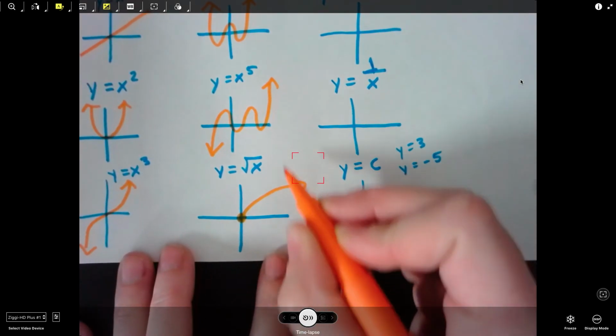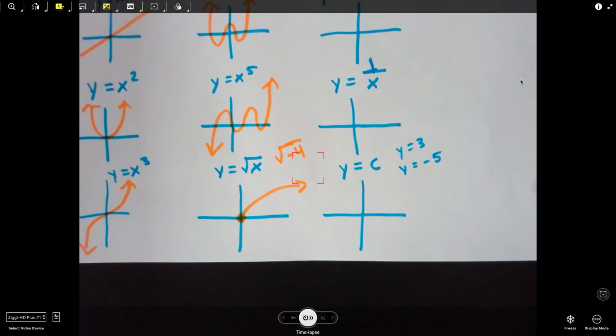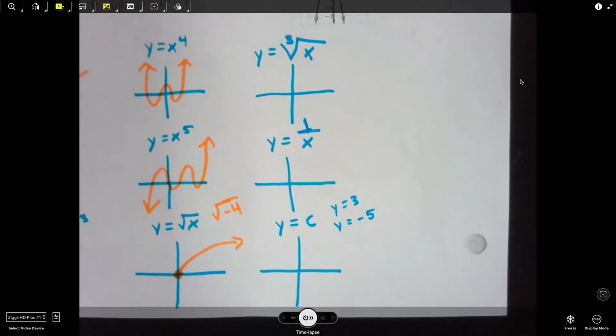If you think about what the square root of -4 means, it means what can I multiply by itself to get -4? Well, if you take a negative number times itself, it will turn positive. If you take a positive number times itself, it will stay positive. So there's no way I can have a negative number inside of a square root. Okay? That can't work. What about the cubic root?